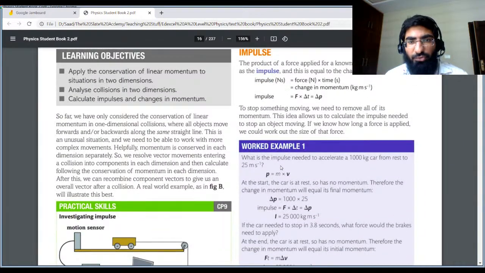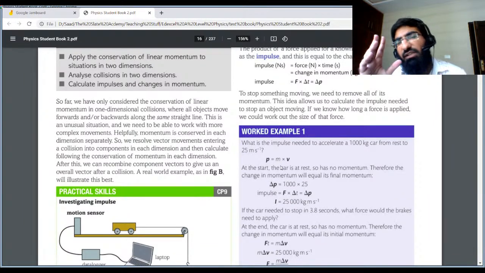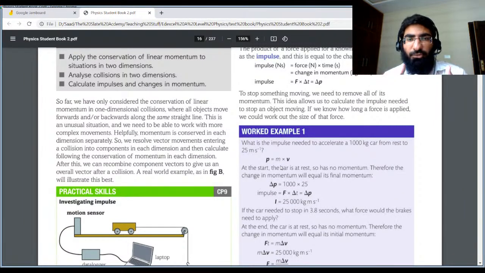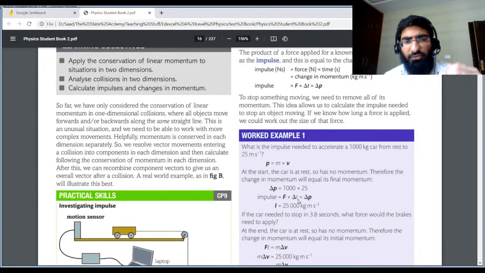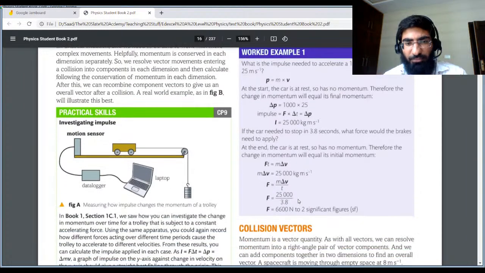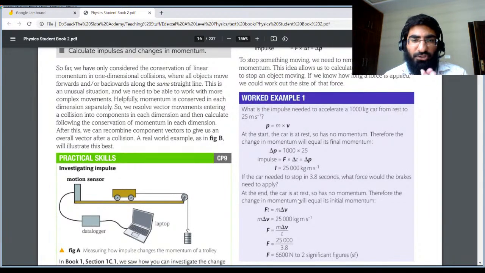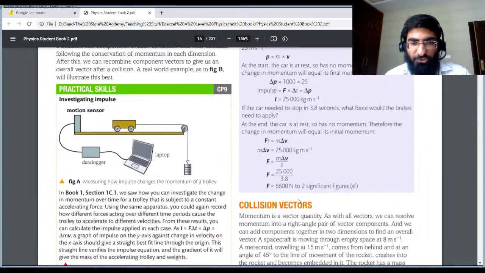Then there was a revision of what is impulse. We said that impulse can be calculated in a number of ways. For example, it can be force multiplied by change in time. If force is applied for a particular amount of time, that gives us impulse. We also said that impulse is the change in momentum, and then we compared the two: change in momentum is equal to force multiplied by change in time. So this is what we have done.